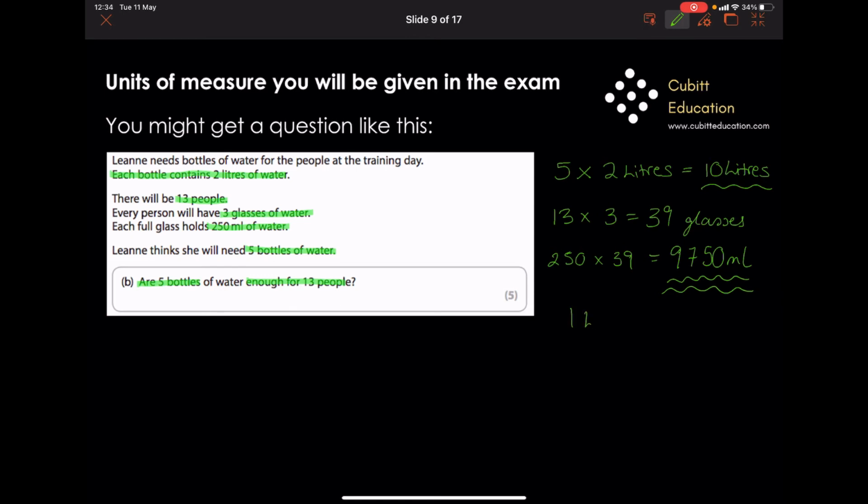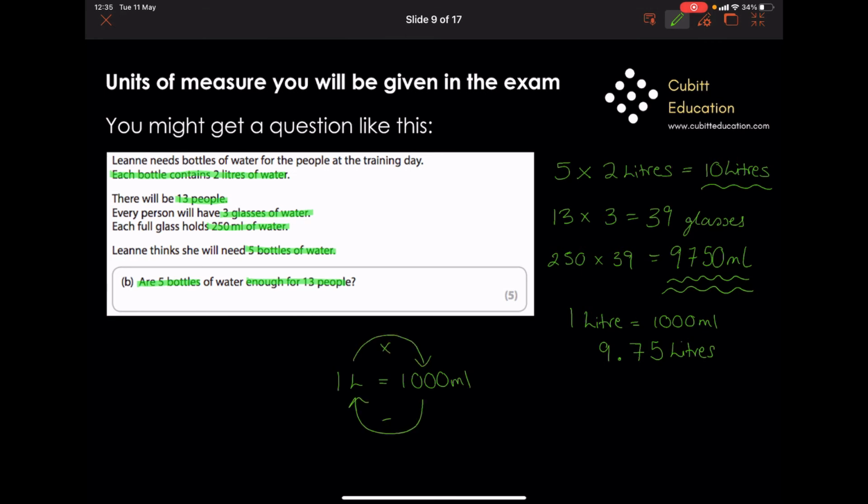Okay, we then just need to turn that into litres. We know that 1 litre is 1,000 millilitres. Here we've got 9,750. So we should be able to tell that that is 9.75 litres. If we're not sure, we can draw our conversion. 1 litre equals 1,000 ml. We can draw our arrows.